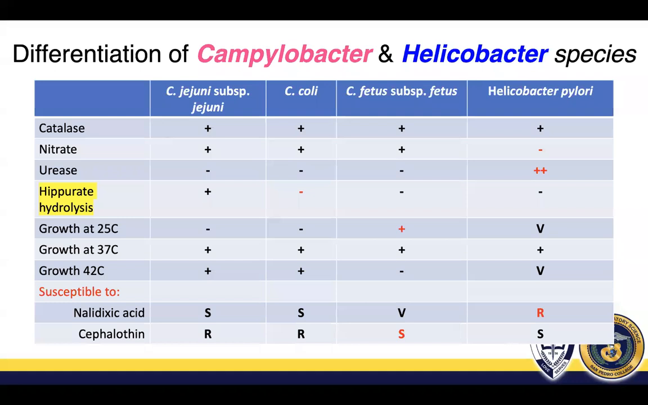This is a table showing the differences between the species of Campylobacter and Helicobacter pylori. To differentiate, jejuni and coli perform hippurate hydrolysis, positive for jejuni, negative for coli. Fetus is positive for growth at 25 degrees Celsius and susceptible to cephalothin. Helicobacter pylori is easily distinguishable by a strongly positive production of urease enzyme, and it is resistant to nalidixic acid.